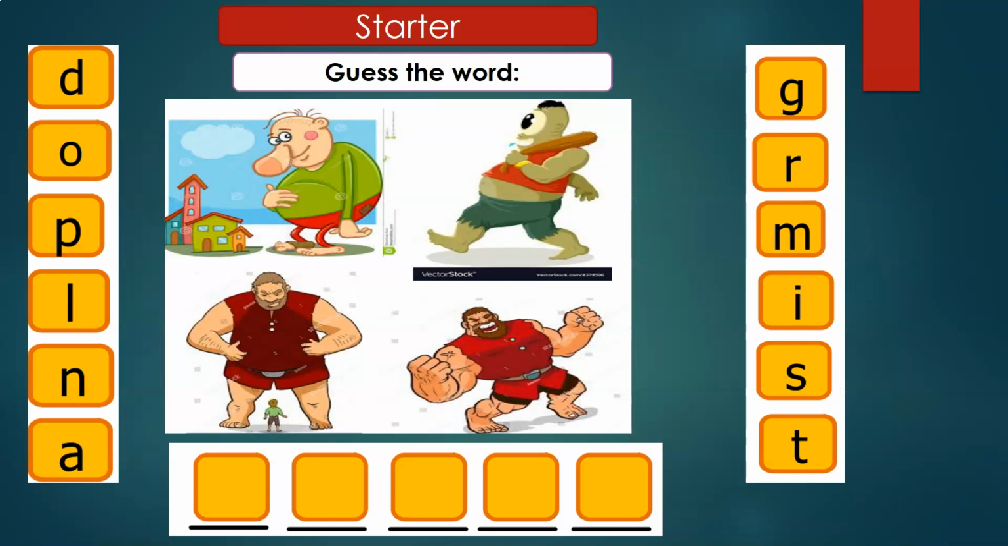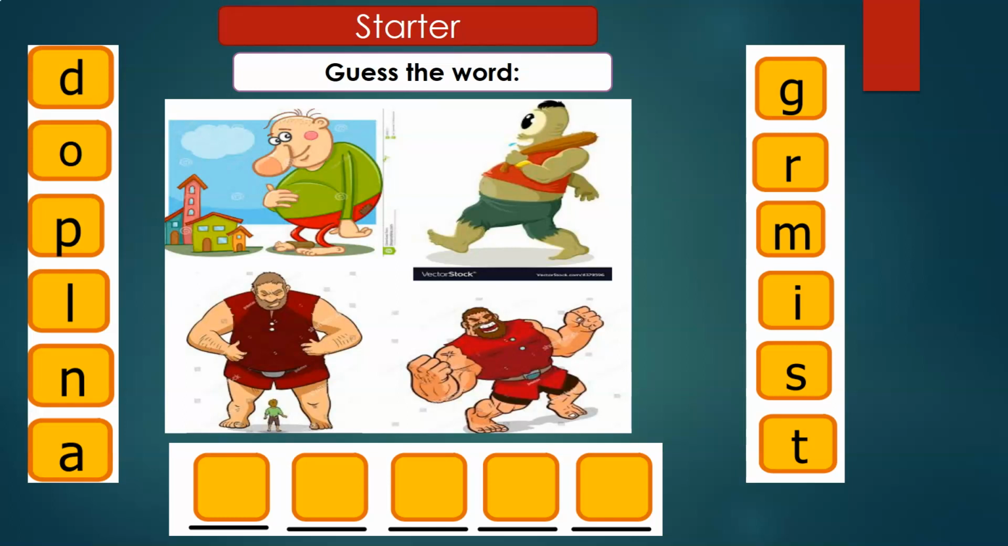For our starter activity, guess the word. This is the same as the four pictures and one word game. I want you to look at the picture carefully and guess what the word is. Pause the video and think for your answer.